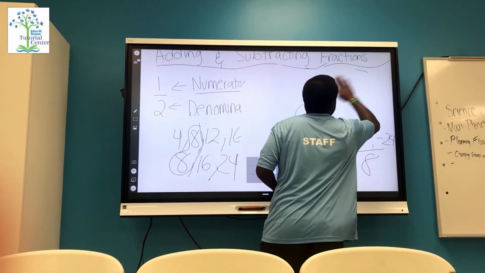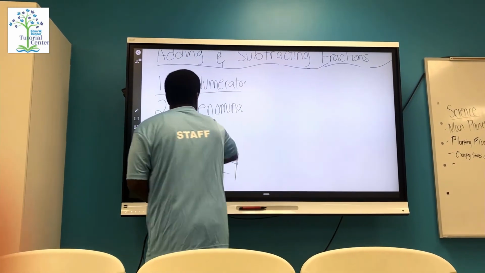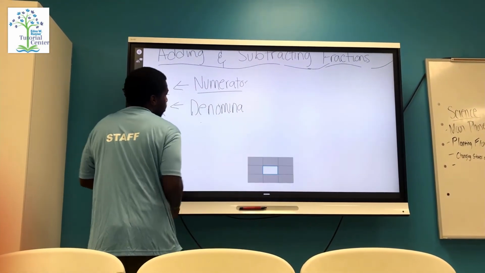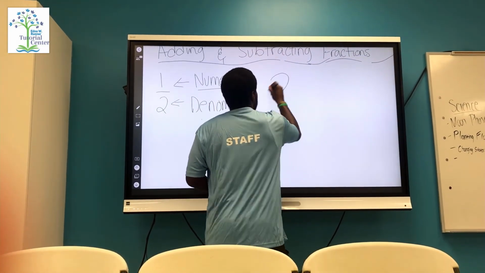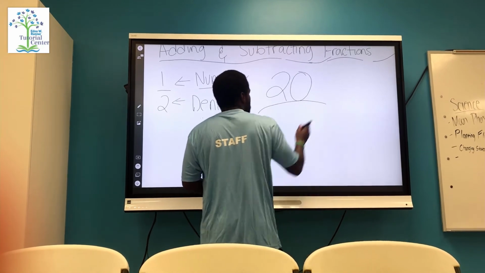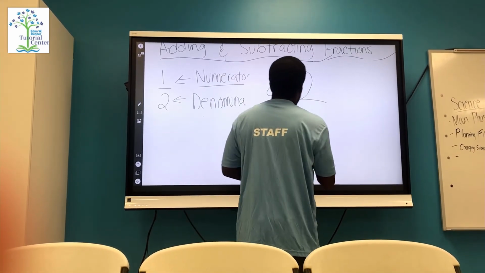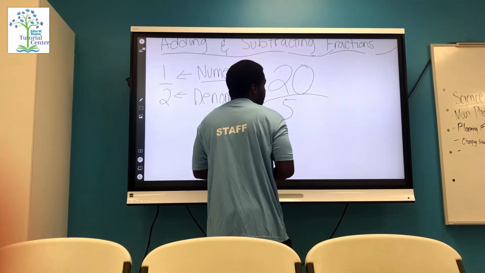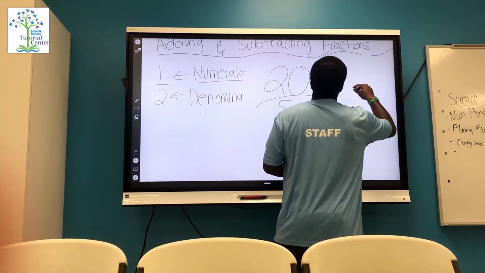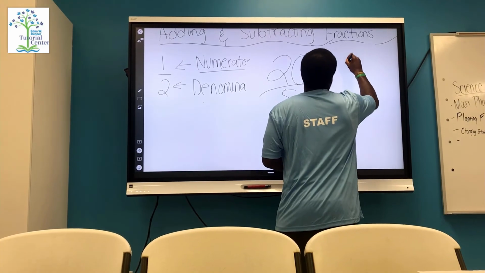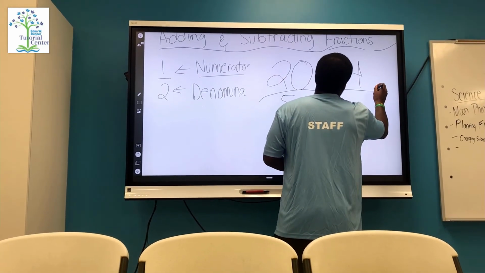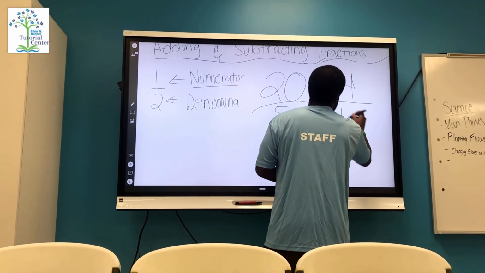Let's do another example, boys and girls. Let's do 20 over 5, and let's do minus 4 over 15.